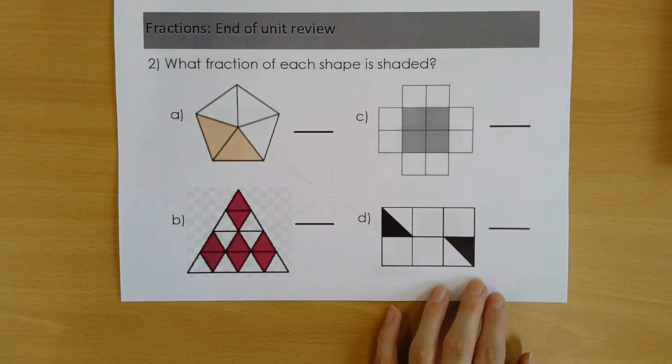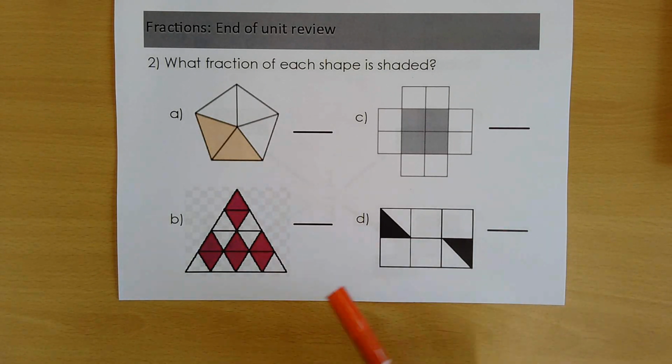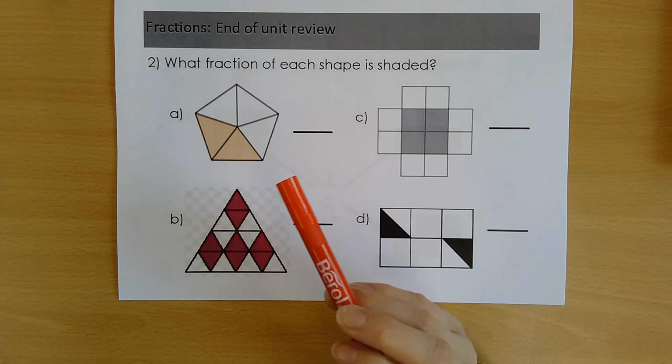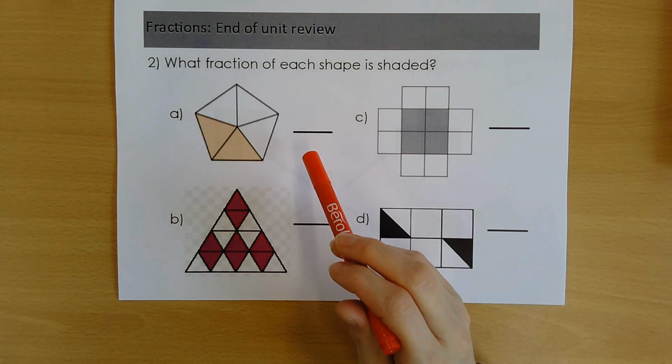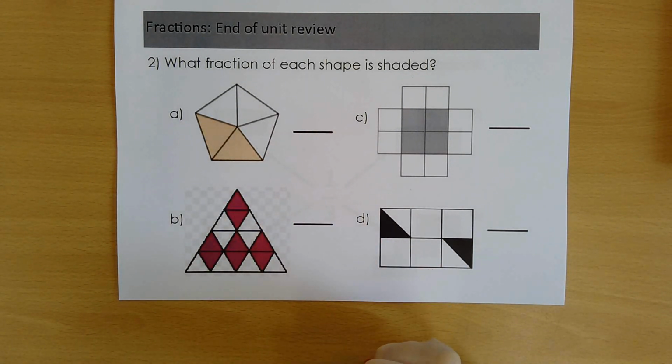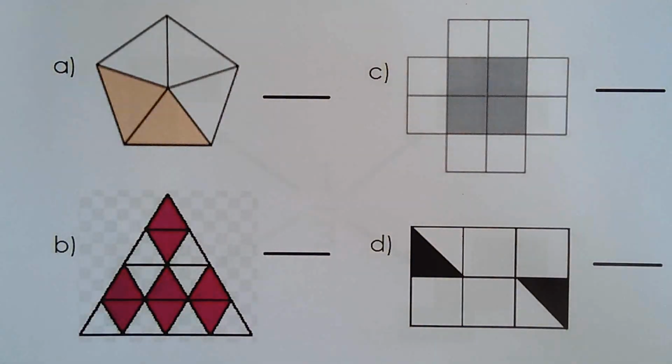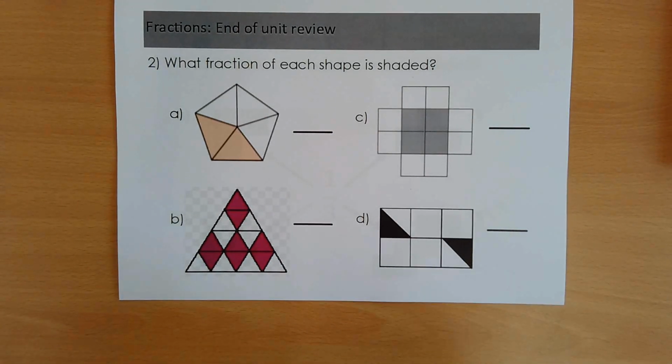Okay, obviously you don't need to draw the shapes out, but you're going to just be finding what fraction of each shape is shaded. So remember, my denominator is the whole, and the numerator should be telling me how many are shaded. So I would like you to pause the video again, have a go, and come back when you're ready. Okay, fantastic. Let's look at the answers together.